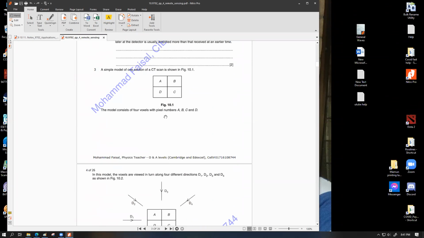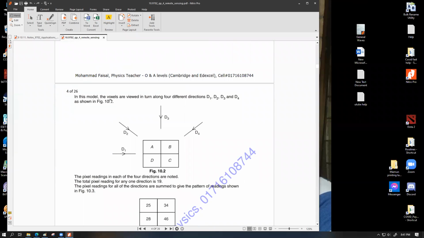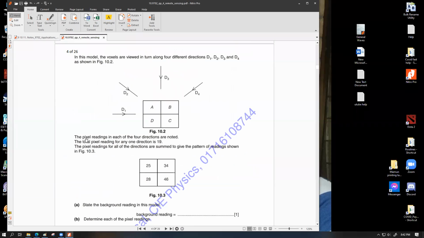Question number 3 is a simple CT scan review. A simple model of one session of CT scan is shown in figure 10.1. The model consists of 4 voxels with pixel numbers A, B, C, D in clockwise format. In this model, the voxels are viewed in turn along different directions, D1, D2, and D3, as shown in figure 10.2. The pixel readings in each of the 4 directions are noted. The total pixel reading for any one direction is 19.